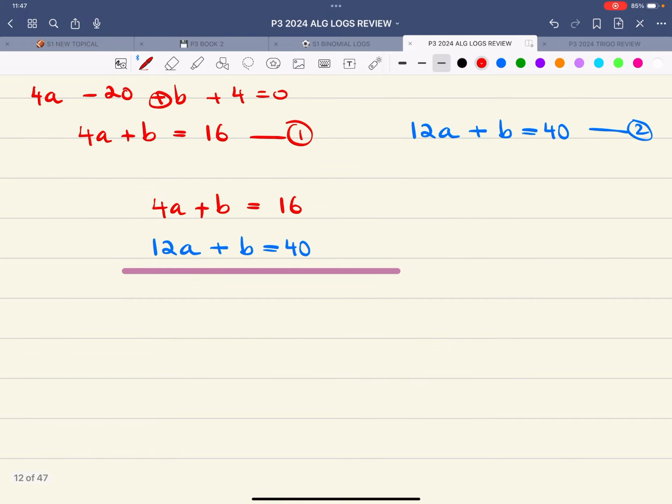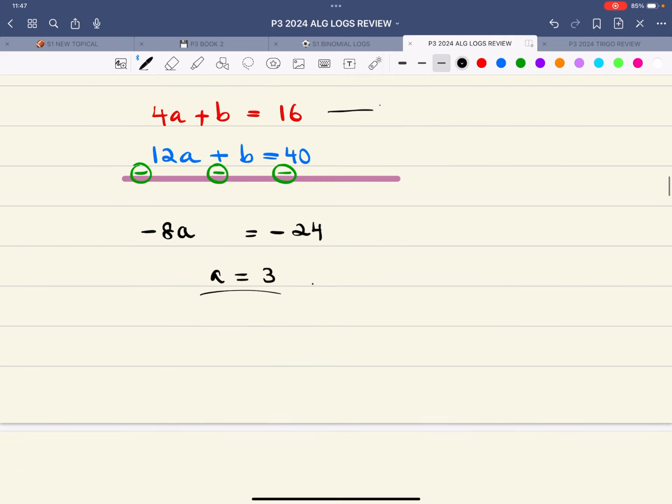Now let me change the sign. So therefore this is negative. Let me use a green marker. This is negative, this is negative, this is negative, and now I'll add it up. So 4 minus 12, that is negative 8a, and this is negative 24. Therefore, a comes out to be positive 3.